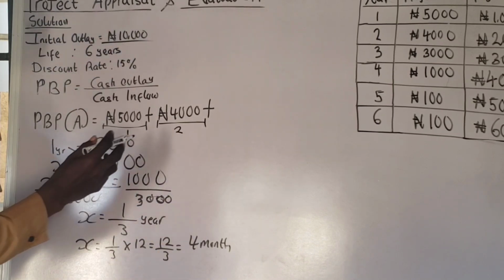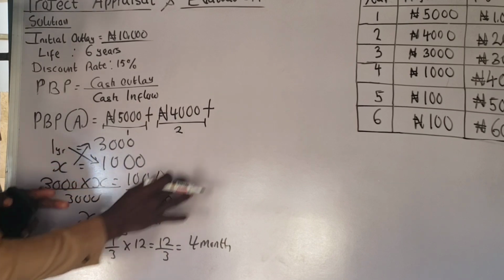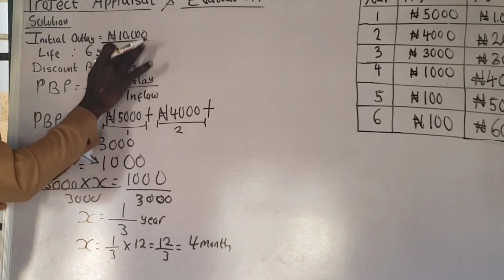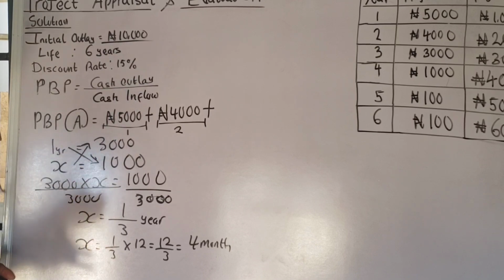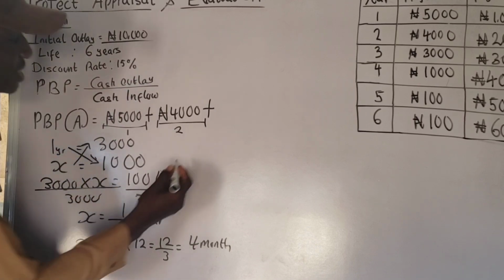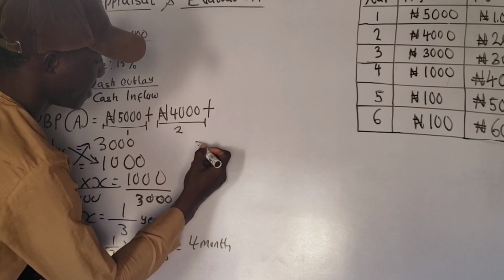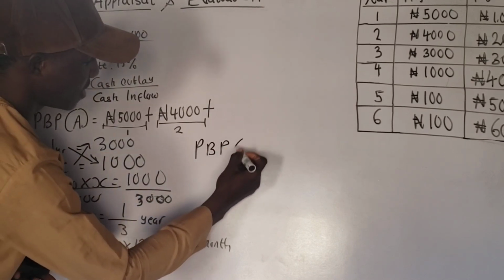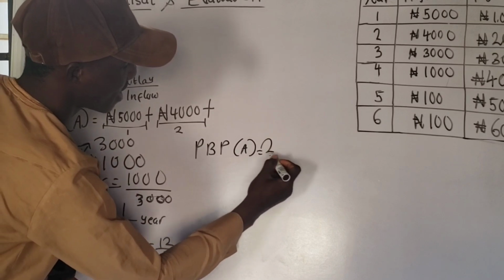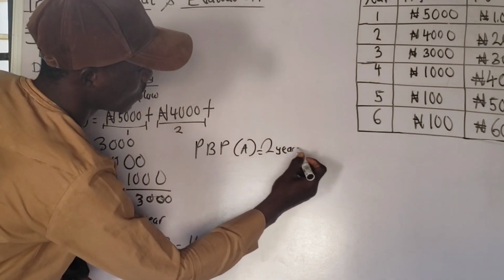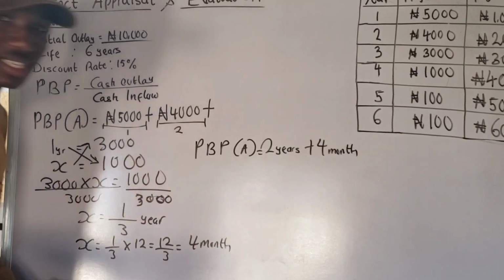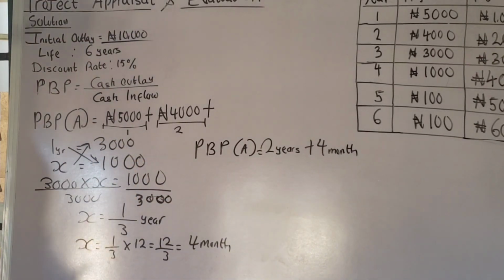Now, the amount that I'm going to add to make this income stream exactly 10,000 naira is not up to a year again. It is what? 4 months. So in that case, the payback period for project A is what? 2 years. 2 years plus 4 months. Do you understand? Listen to the explanation again, okay? If you don't understand, listen to the explanation again.